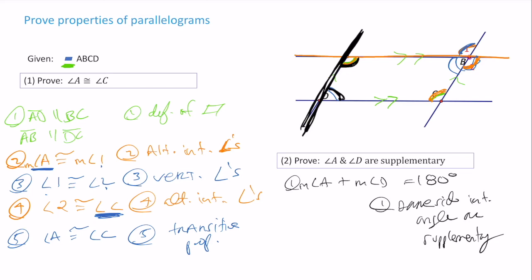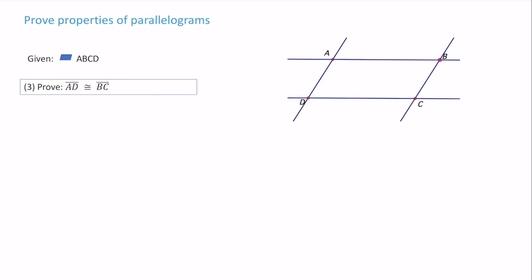Okay, so we proved that any pair of opposite angles, interior angles, are congruent, and that any consecutive interior angles are supplementary. So I could have looked at A and D like I did, or I could have said D and C, either way. All right, next it says prove that AD, this segment right here, is congruent to BC. So prove that those are the same length, okay?